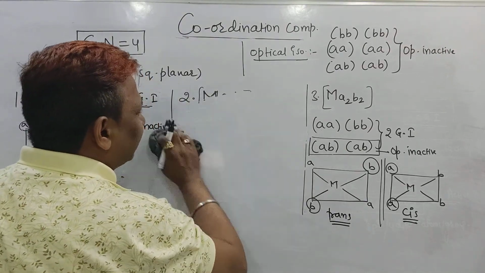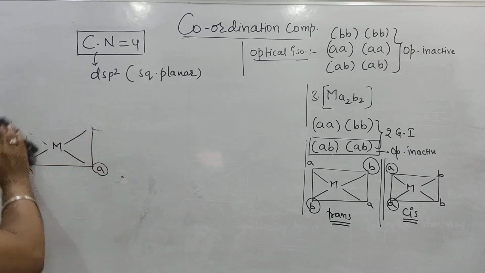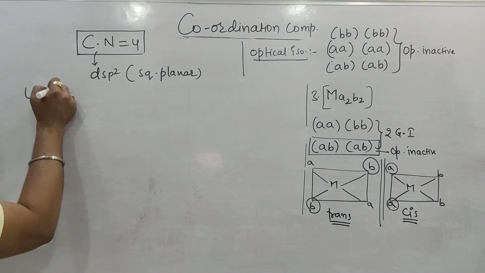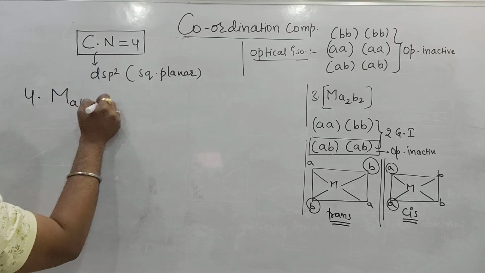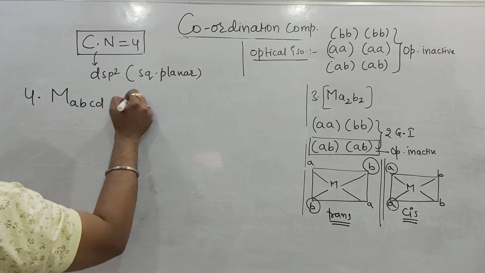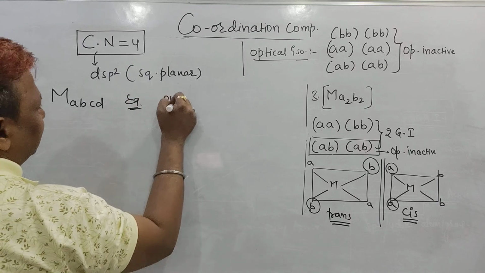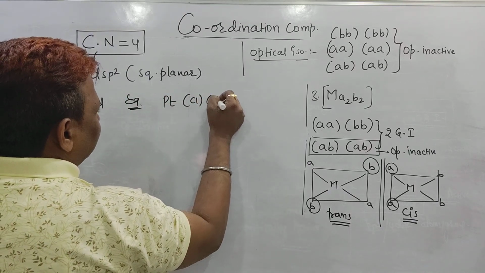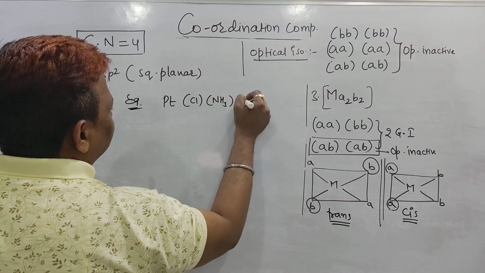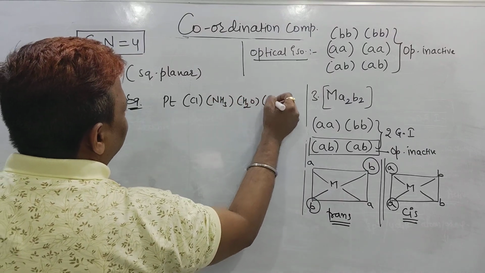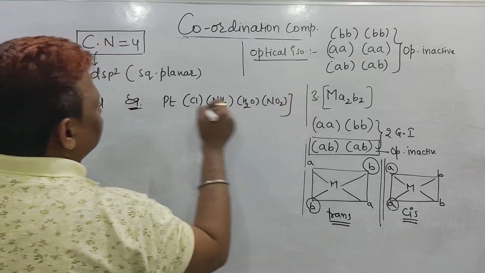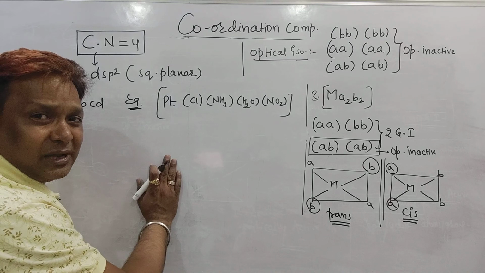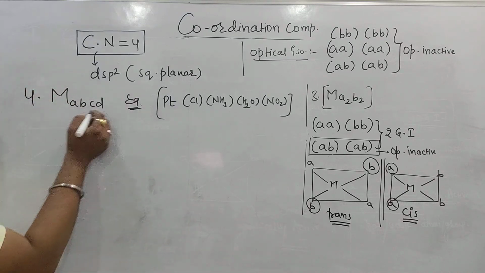Example number 1, MA4; example number 2, MA3B; example number 3, MA2B2; and example number 4, beta, MABCD. If you want to see which complex it is, I will say Pt, with monodentate ligands, right beta? This is monodentate, this is also monodentate, and this is also monodentate. So this is the complex we made here. But how many geometrical isomers are there? Go with this example and make the pairing of it.